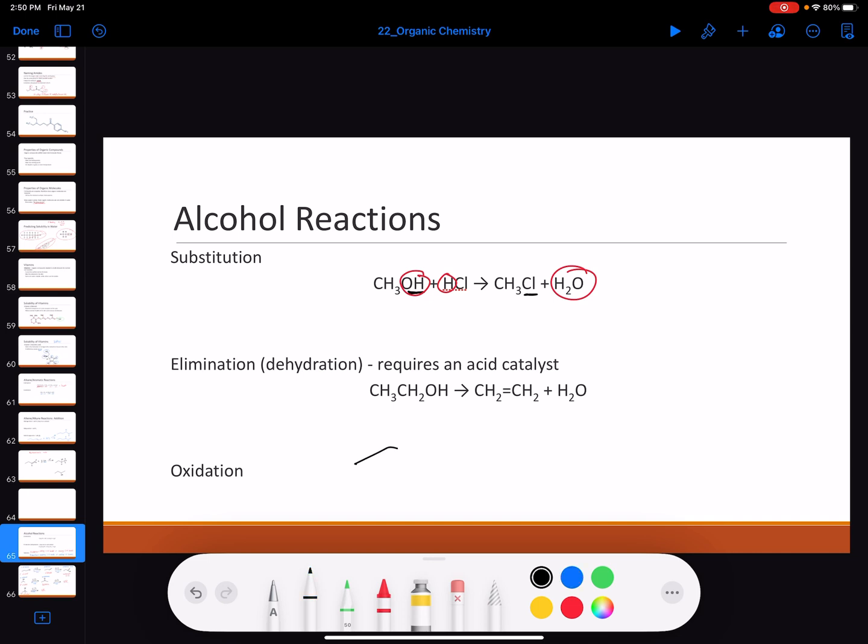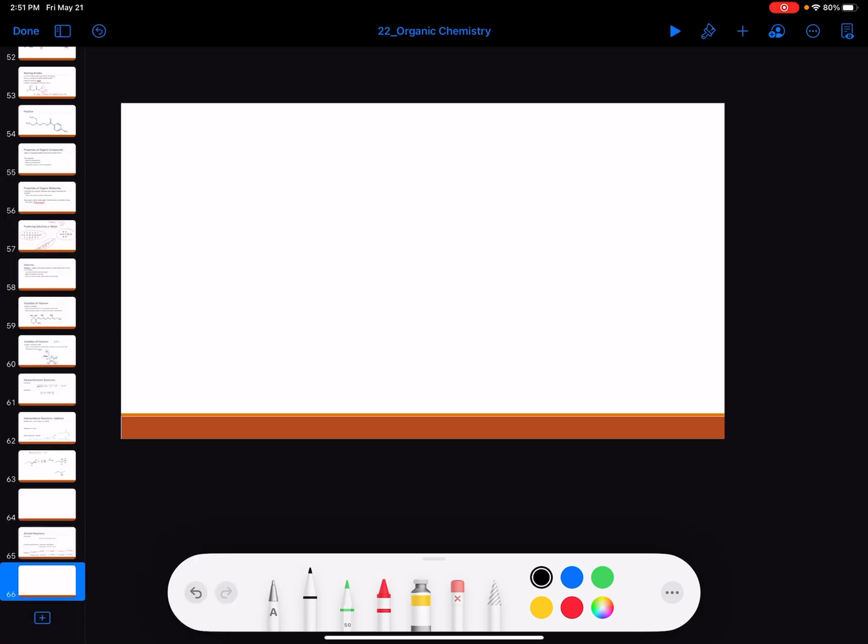I take something that had an OH attached to it. Okay, well actually let's put the OH over here for fun. And what I'm going to do is remove an H from a next door neighbor. So I'm going to pull out an OH and an H to make water. And in the process, I'm going to make an alkene. Looks like that.